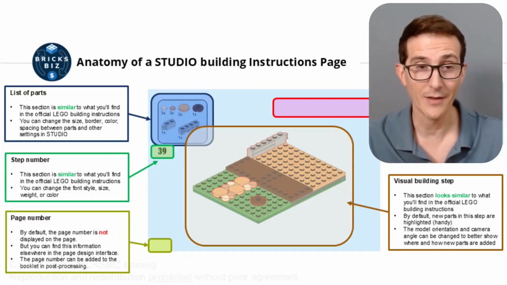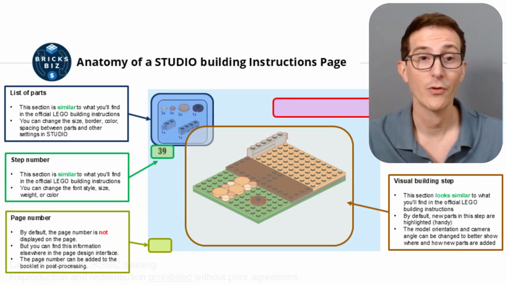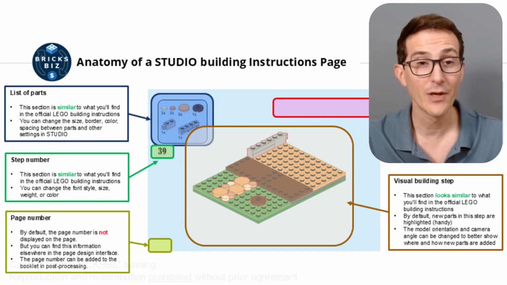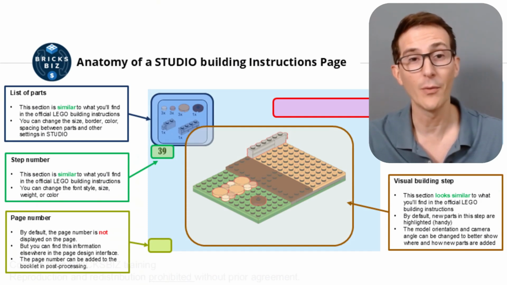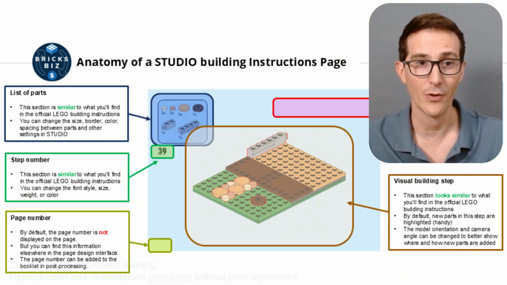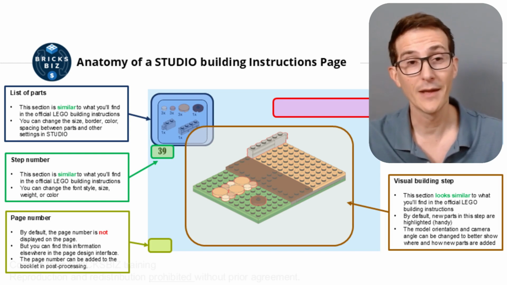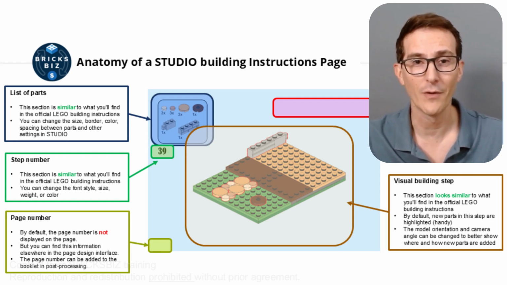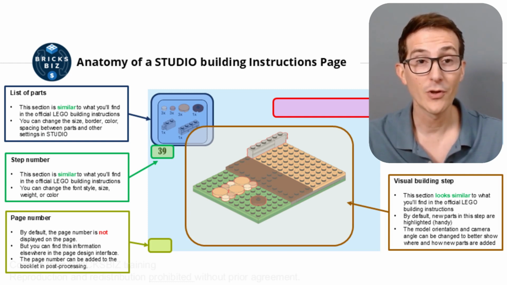Let's take a look at the building instructions from Studio. These are the building instructions you'll be able to generate at the end of this second week of training. You'll see that the building instructions are very similar to those found in LEGO commercial building instructions. In Studio building instructions, you'll find the parts list in a similar configuration to official LEGO building instructions. Within Studio Page Design interface, you'll be able to modify size, border, color, part spacing, and other parameters.